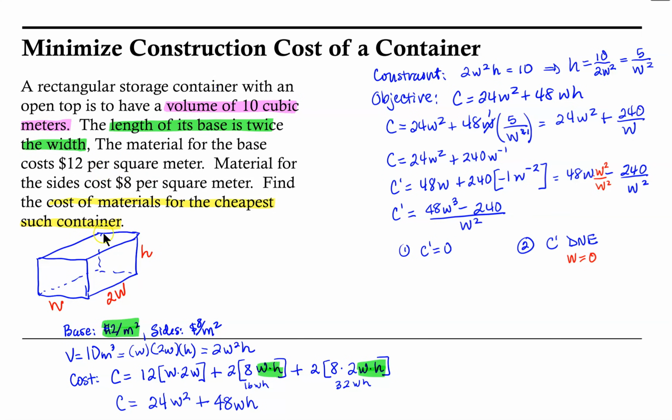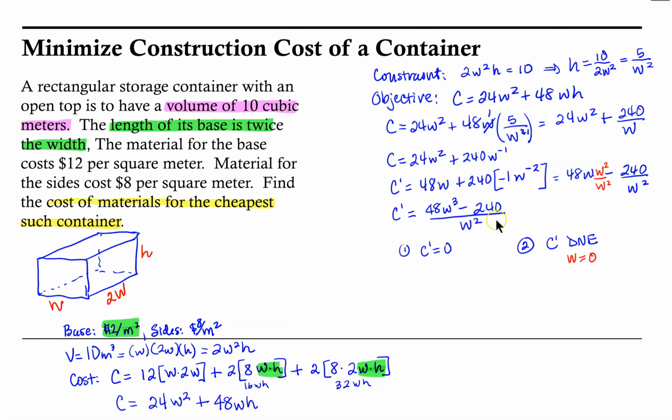Now, as we consider the context of this problem, if w equals 0, we don't have a container, and so this is not of any particular interest in the context of this particular problem. In fact, we would expect that the height and width of the sides of this box or container could be any positive number.